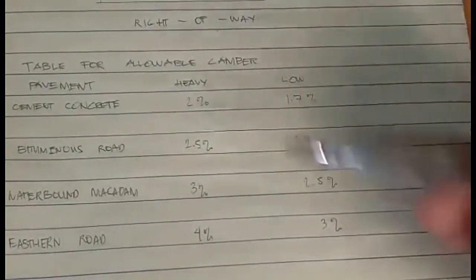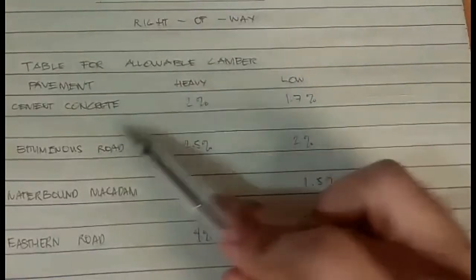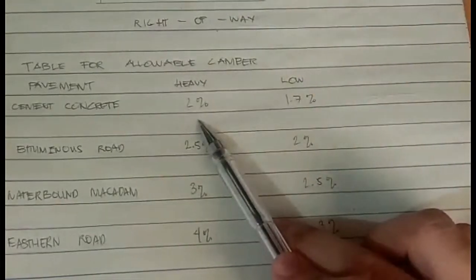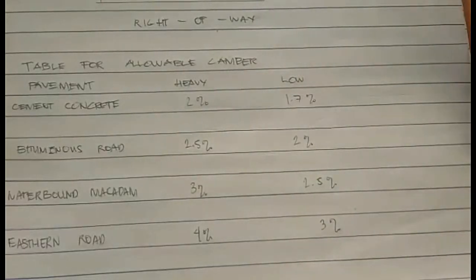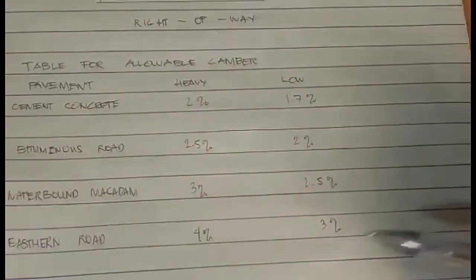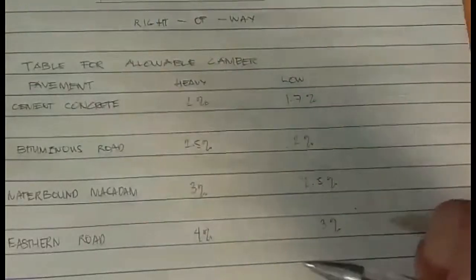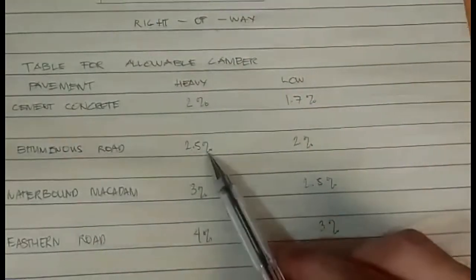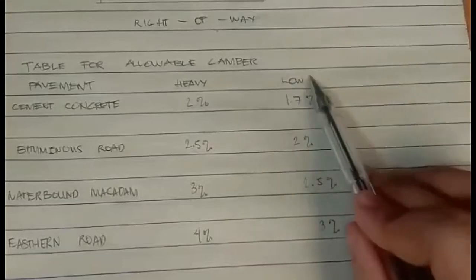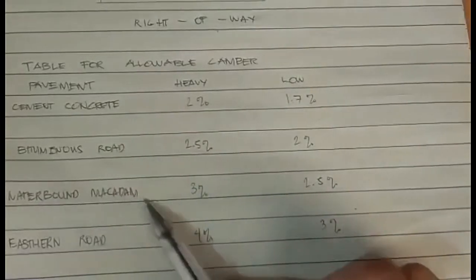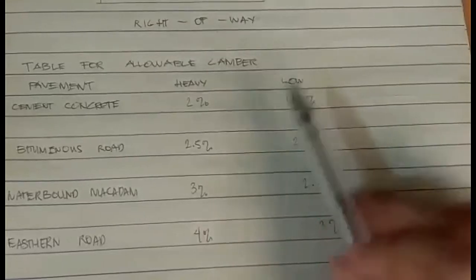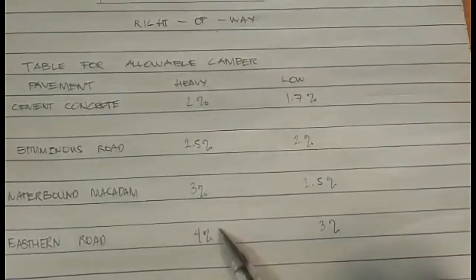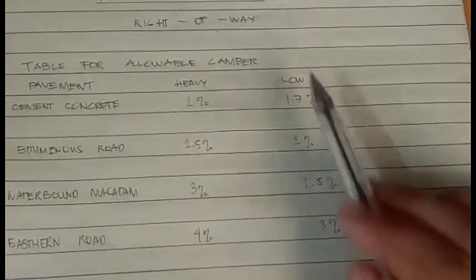Now, coming up to the allowable camber. As you can see here on the table, for cement concrete pavement, for heavy rain, 2% of camber is provided, while for low rain, 1.7% of camber is provided. Same goes with the other pavements. For bituminous road, 2.5% for heavy, 2% for low. For waterbound macadam, 3% for heavy and 2.5% for low. For earthen road, 4% for heavy and 3% for low.